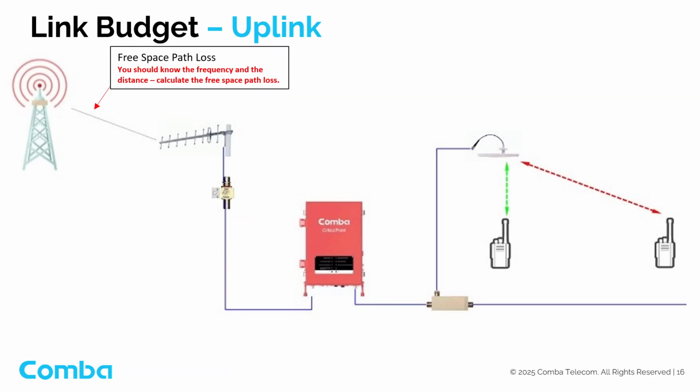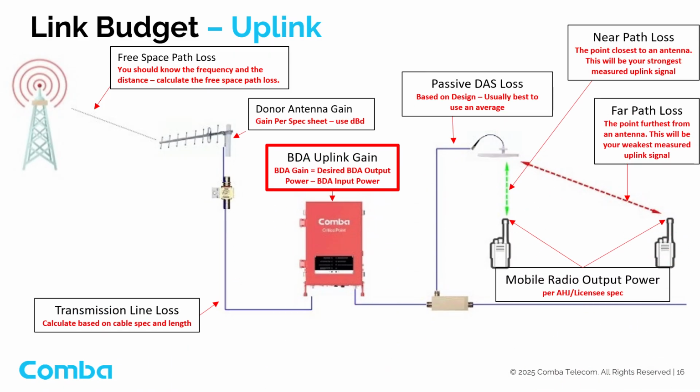Next, we calculate the free space path loss, or FSPL, using the known frequency and distance between the tower and donor antenna. We will use the same free space path loss previously calculated in the downlink link budget. By determining all the values shown on this slide, you can accurately calculate the uplink link budget.